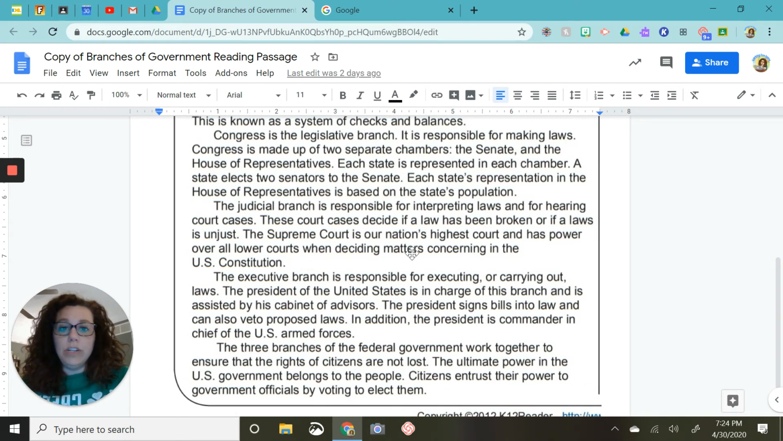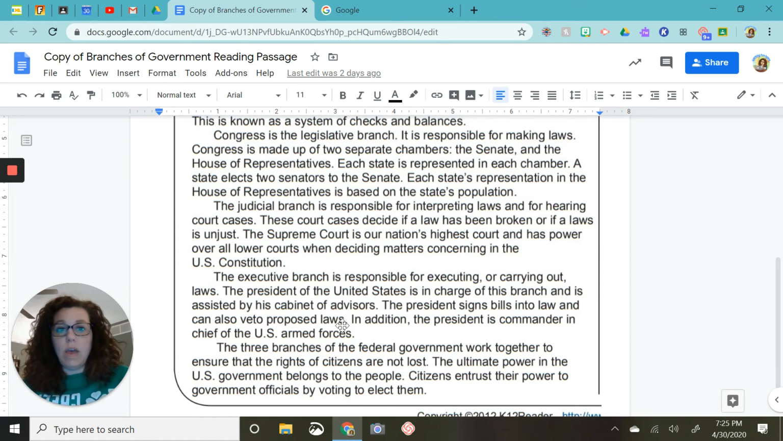The executive branch is responsible for executing or carrying out laws. The President of the United States is in charge of this branch and is assisted by his cabinet of advisors. The President signs bills into law and can also veto, which means say no, to proposed laws.